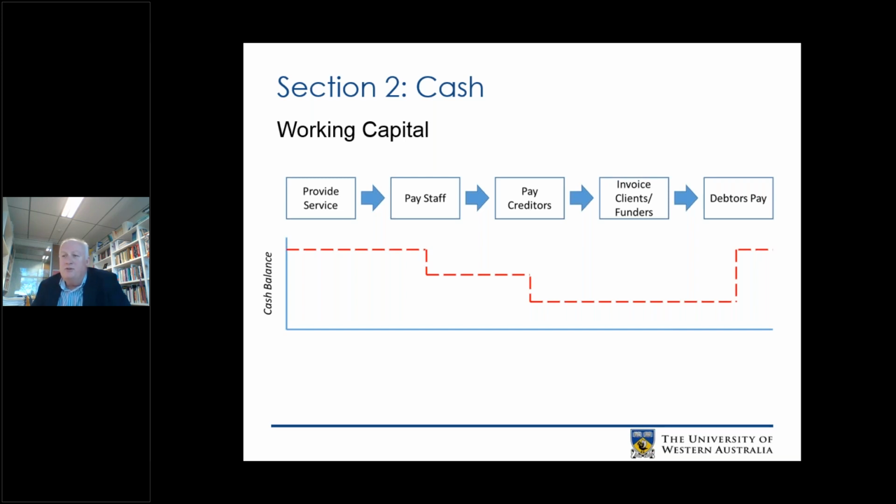So you provide a service, you have to pay your staff for that, you have to pay creditors for supplies and other things. You, in the meantime, have invoiced your clients or the funders, and ultimately they pay, which replenishes your cash balance. So you can see that cash balance over time in that graphic representation below. The working capital requirement equals the total amount that you need to hold in your bank account in order to be able to meet those payments before those people who owe you pay you.